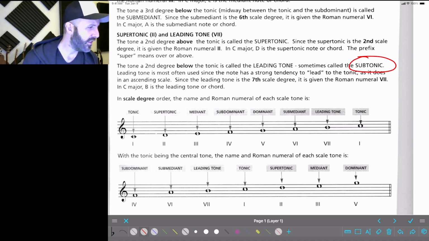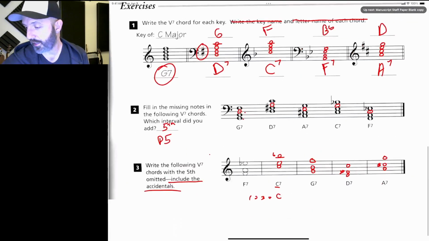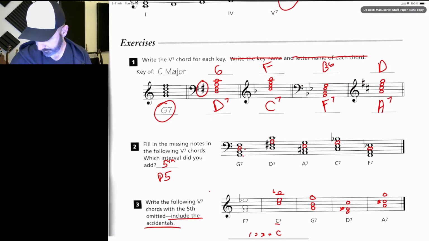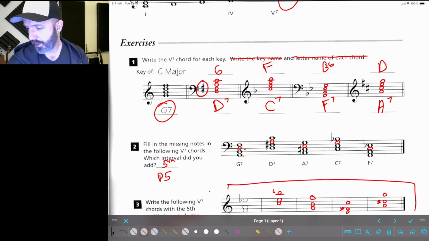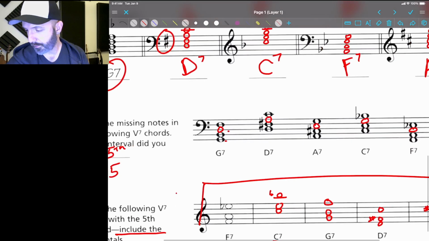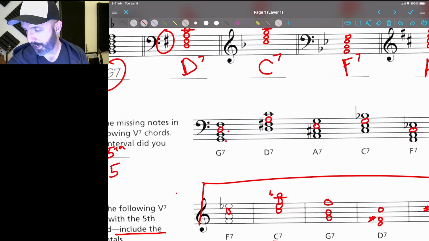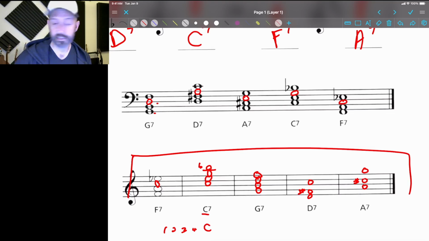And then finally, you need to write the dominant 7 chords, including the accidentals. It's going to be just like this question here, but they're not saying leave out the 5th, so you're going to write the full chord. And you're going to need to work your way backwards. They're actually all the exact same chords as here. So memorize that.